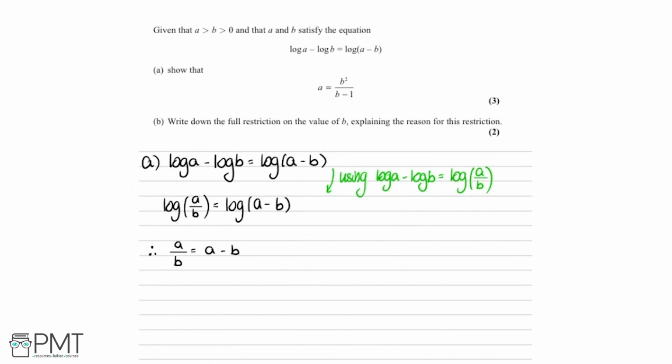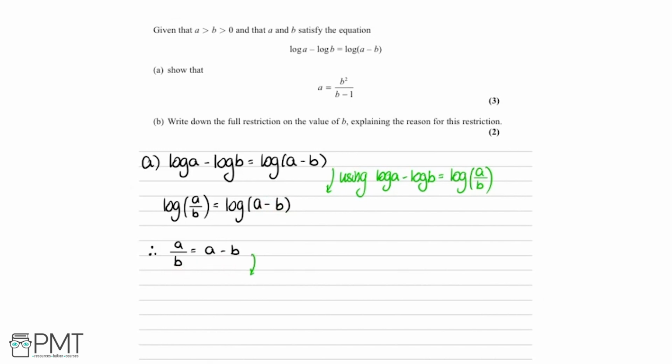Just as an example, if up here we had, for example, a plus 8, we couldn't do this because we wouldn't just have a single log of something on each side. We'd have an extra term here. But the fact that we've just got log of something and log of something must mean that it follows that this is equivalent to this. So we can just write a over b equals a minus b.